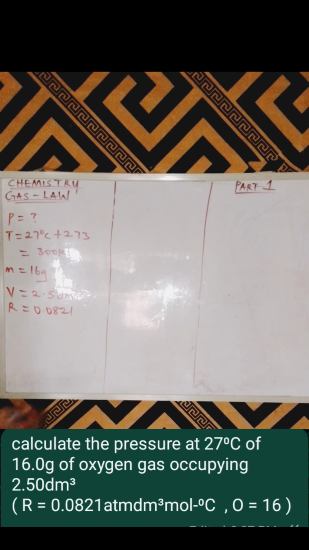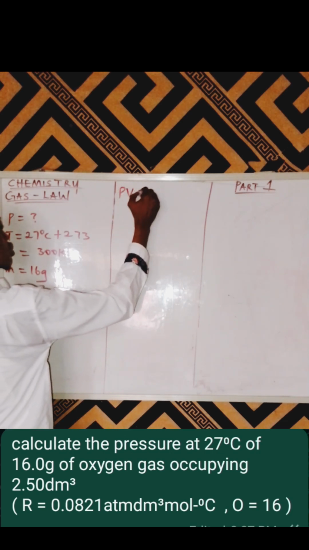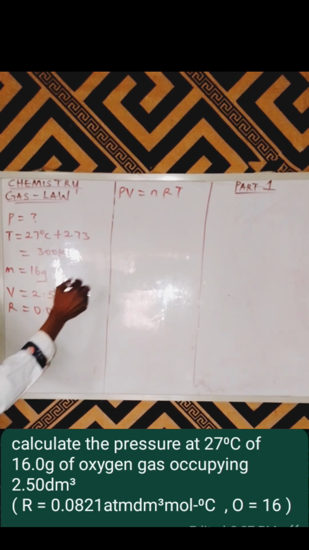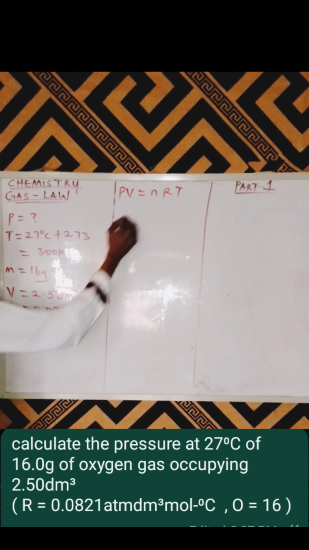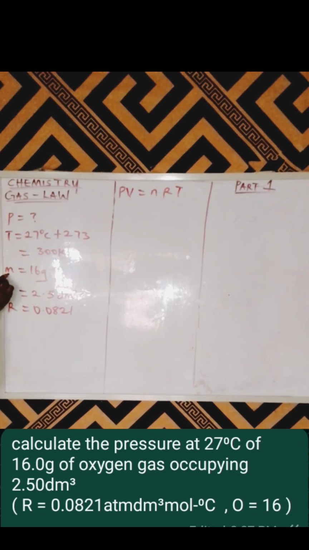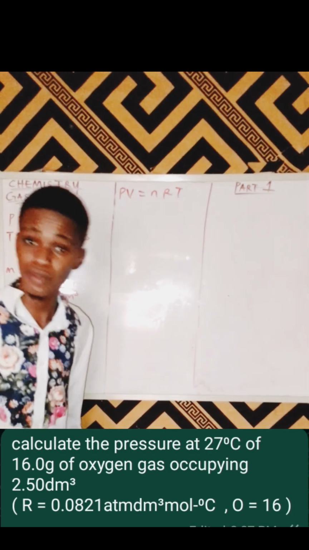Now if you can remember, I gave you a formula. I told you that PV is equal to nRT. In this case you can see that n is not given, but m is given as 16. The mass that is given is the mass of oxygen, and we know the molar mass of oxygen.